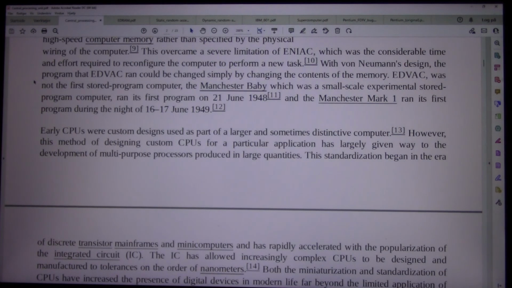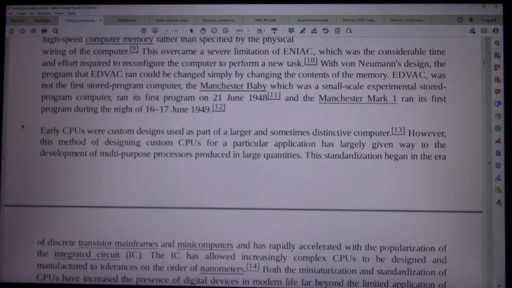EDVAC was not the first stored program computer. The Manchester Baby, which was a small-scale experimental stored program computer, ran its first program on the 21st of June 1948, and the Manchester Mark I ran its first program during the night of the 17th of June 1949. Early CPUs were custom designs used as part of a larger and sometimes distinctive computer. However, this method of designing custom CPUs for a particular application has largely given way to the development of multipurpose processors, produced in large quantities.